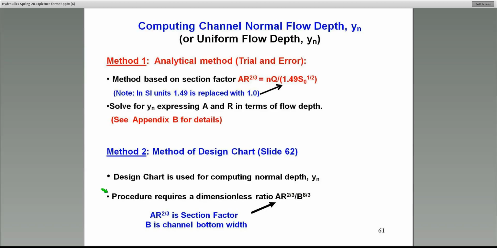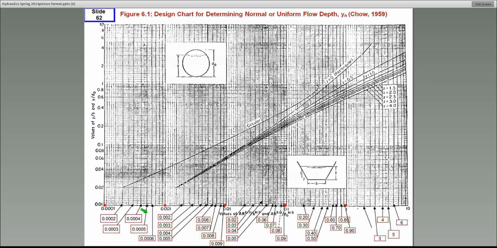Basically, it requires a dimensionless number, AR to the power 2/3 divided by B to the power 8/3. Remember I mentioned AR to the power 2/3? That's called the section factor in uniform flow. And the reason I'm dividing by B to the power 8/3 is to make it dimensionless. So I'll do this through an example. But before I do that, let me show you this chart.